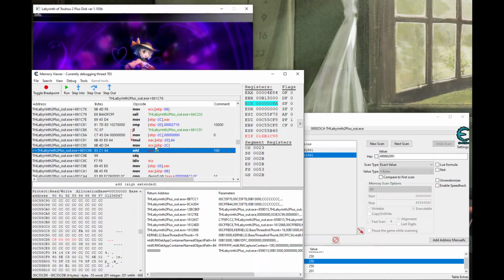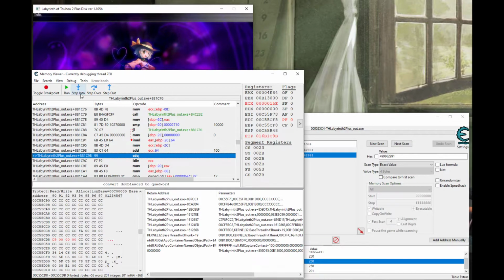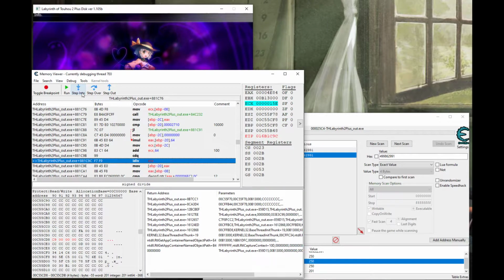And now we move this to the ECX. Now we move the evasion value to the ECX register, and we're going to add 100 to it. CDQ is just a conversion instruction. There's no need to care about it right now.